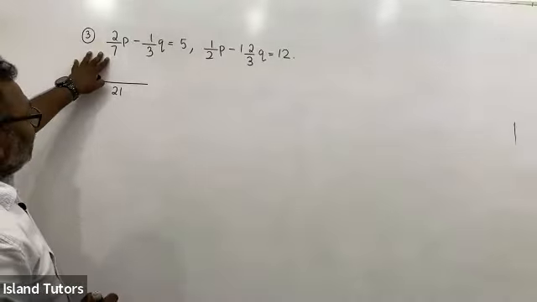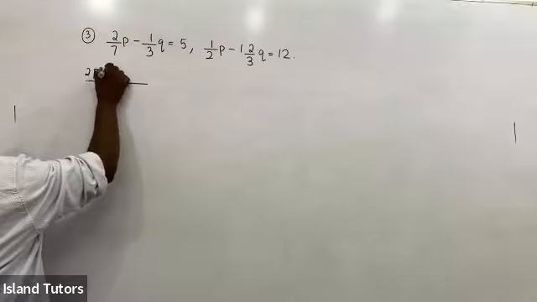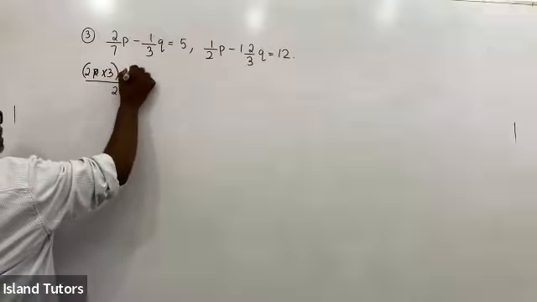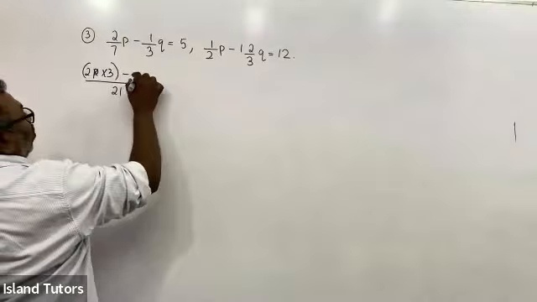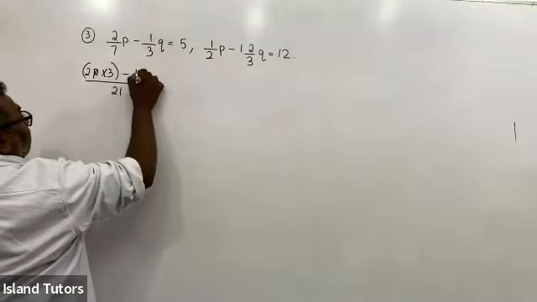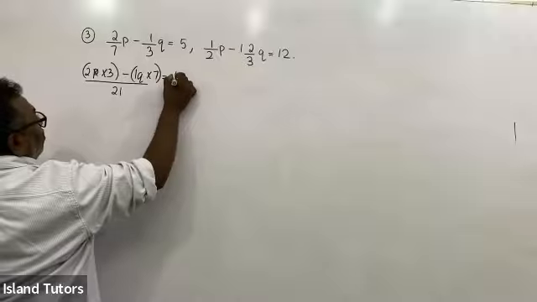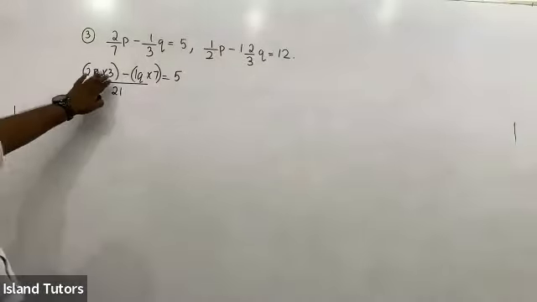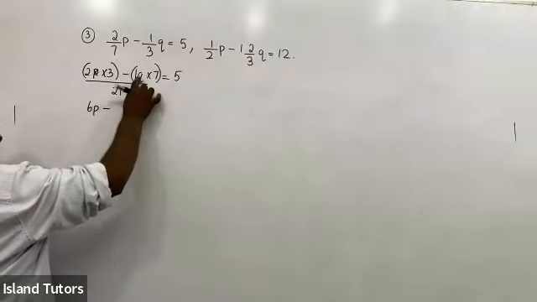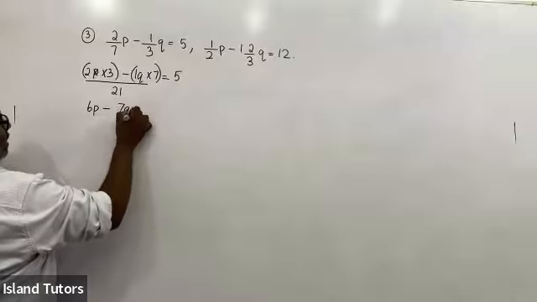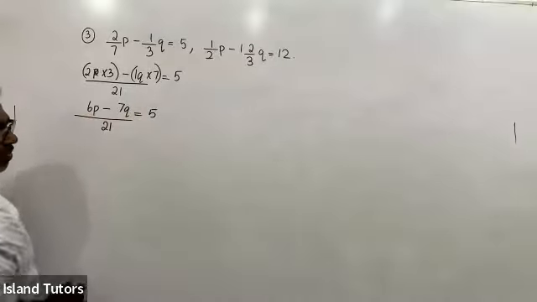Multiply this side by 3. So 2 multiplied by 2p multiplied by 3. This side of your fraction, multiply by 7. So 1q into 7 is equal to 5. So 2p into 3 is 6p minus 1q into 7, minus 7q over 21 is equal to 5.